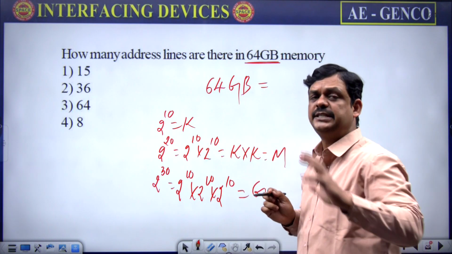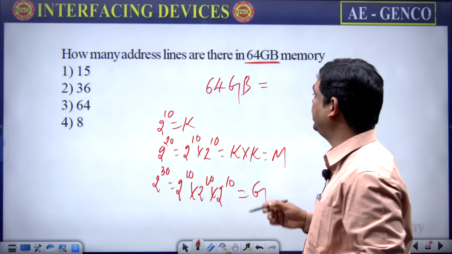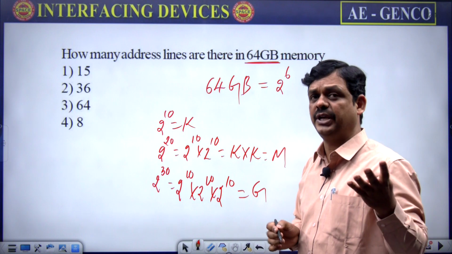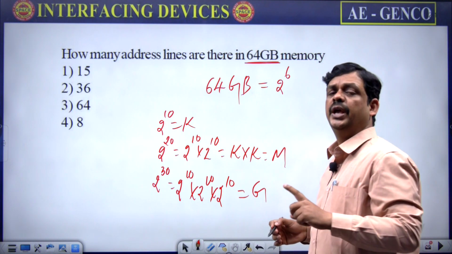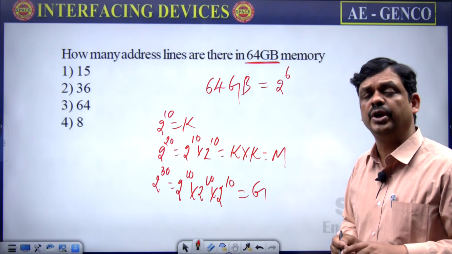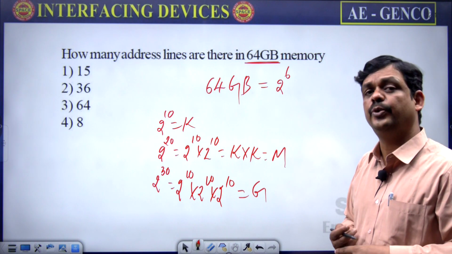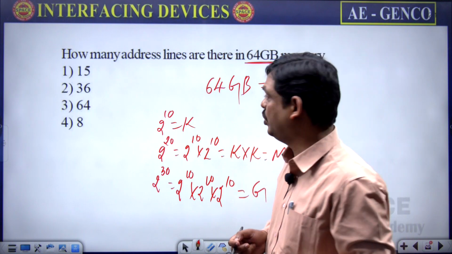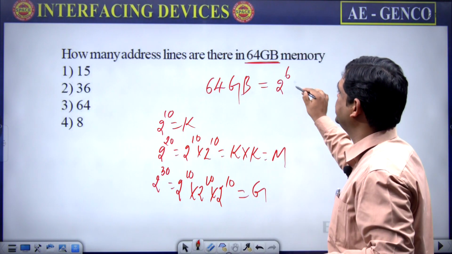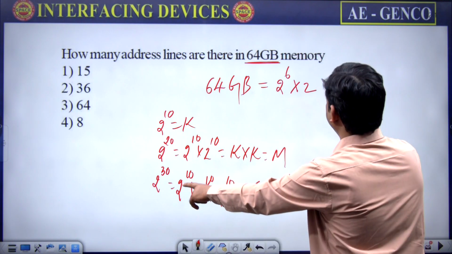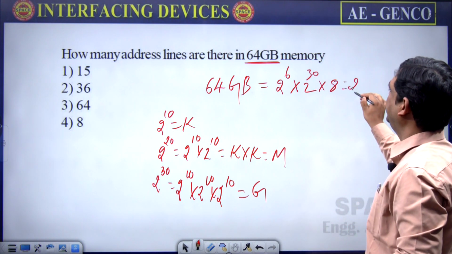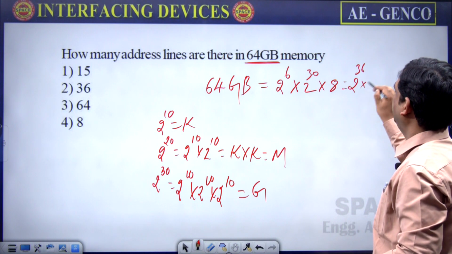Write the number 64 in terms of powers of 2. 2 to the power of 1 is 2, 2 power 2 is 4, 2 power 3 is 8, 2 power 4 is 16, 2 power 5 is 32, and 2 power 6 is 64. So 64 is equal to 2 power 6 into giga. Giga is nothing but 2 to the power of 30, into bytes, that is 8 bits, so write 2 to the power of 36 by 8.